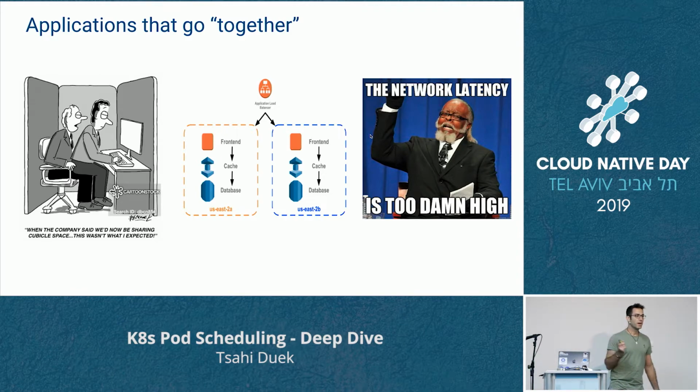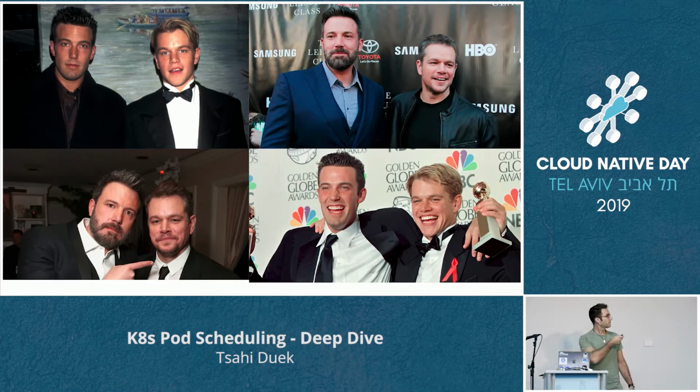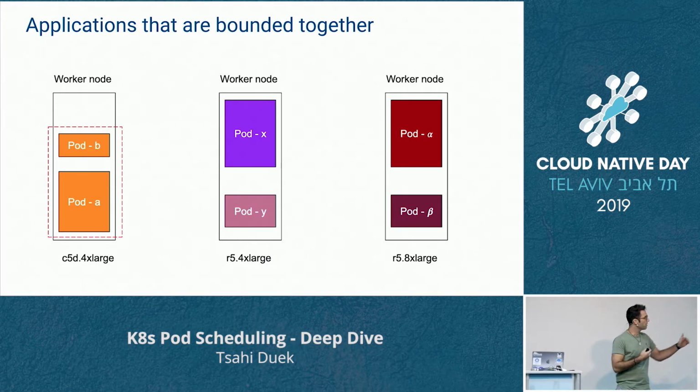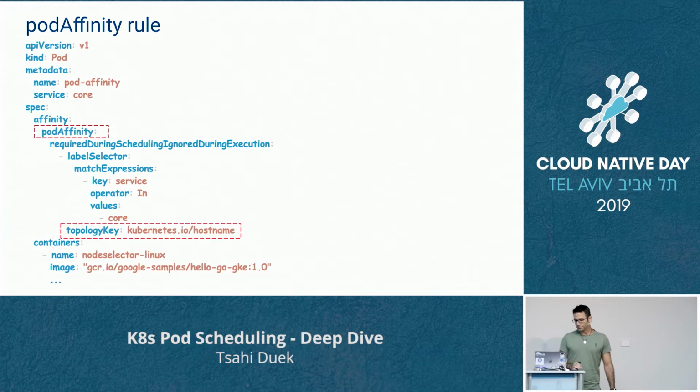Or we want to have a bunch of pods running on the same instance because we don't want the network latency between instances. To me, it's like these two guys, Matt Damon and Ben Affleck, they've always been together. If you find one, you should look for the other. You'll probably find them very quickly. And in Kubernetes, it looks something like that. We have a pod A and a pod B, and I don't care which instance they will be on, I just need them to be together. Or I do care, but I want them to be together on that specific instance.